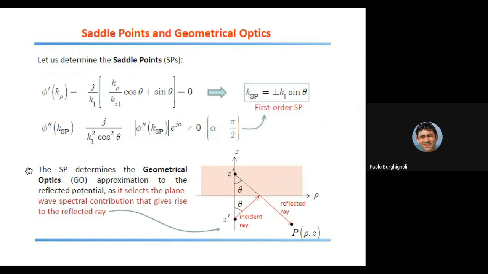Now, the saddle point determines the geometrical optics approximation to the reflected potential, since, as you can see, it selects the plane wave spectral contribution that gives rise to the reflected ray. So, among the infinity of plane waves that constitute the reflected potential, the saddle point singles out the single plane wave that propagates exactly at the angle theta, such that you get the reflected ray in geometrical optics.